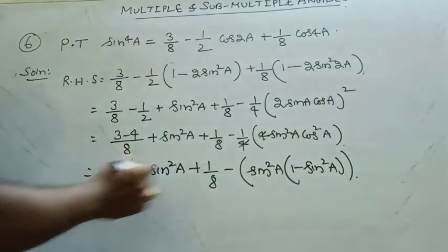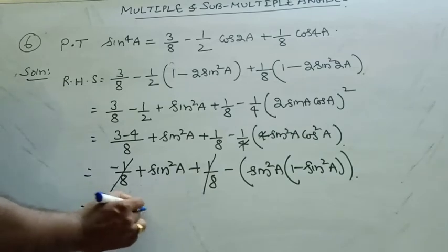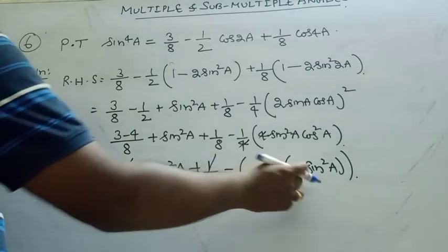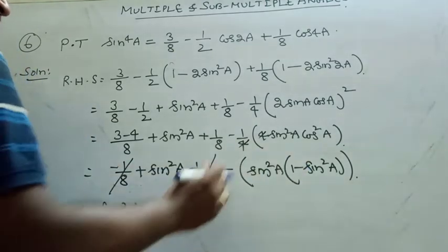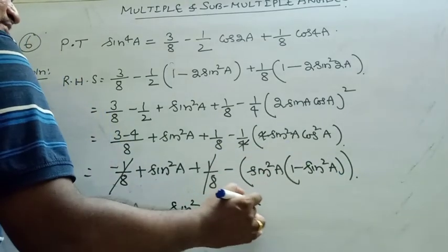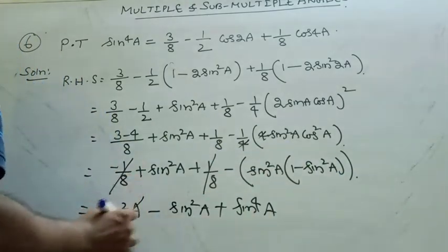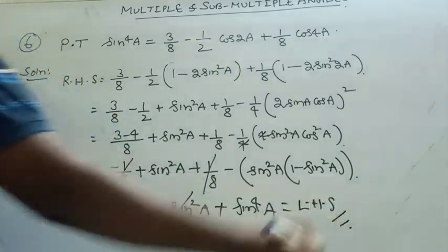Now this minus 1 by 8 plus 1 by 8 will cancel. Now you have sin square a minus, let us multiply here, sin square a minus sin square a, minus sin square into 1, minus into minus plus. Now sin square a into sin square a, sin power 4a, like this. Now this and this will cancel and you have got the left hand side part very easily.